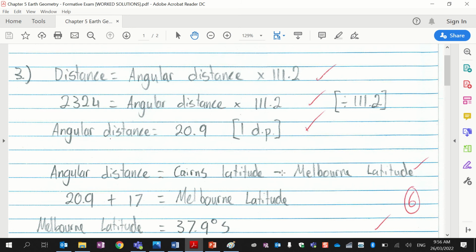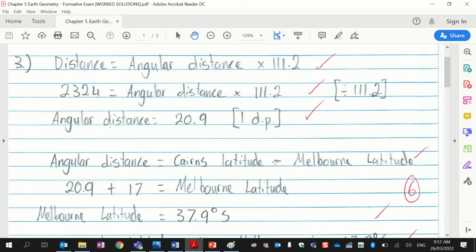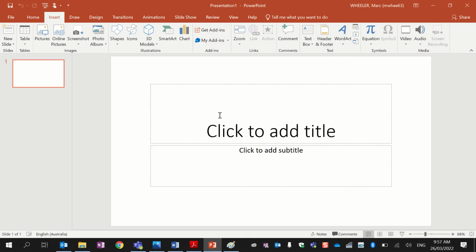All you really need to know is that if we subtracted the 17 degrees of Cairns, to move it to the other side we need to add. We move it to the other side using inverse operations, so it goes across and adds 17. Then we know that Melbourne's latitude is 37.9, because 37.9 subtract 17 gives you 20.9, which is the angular distance. I hope that helped. Send me another email or come and see me if it didn't make sense.